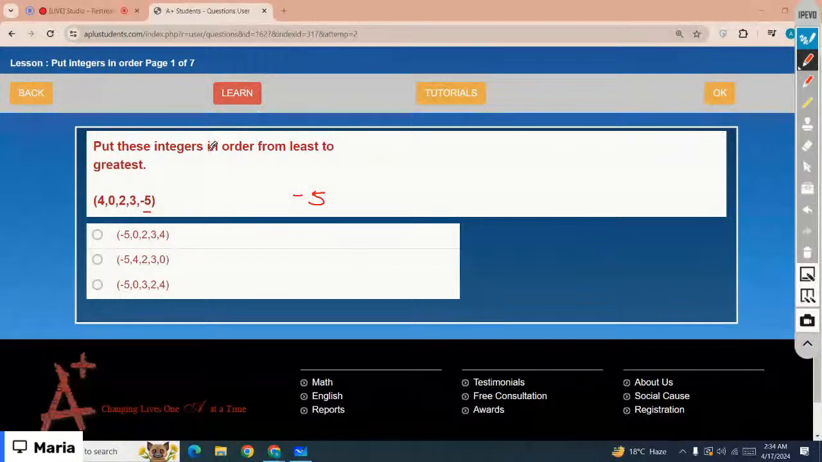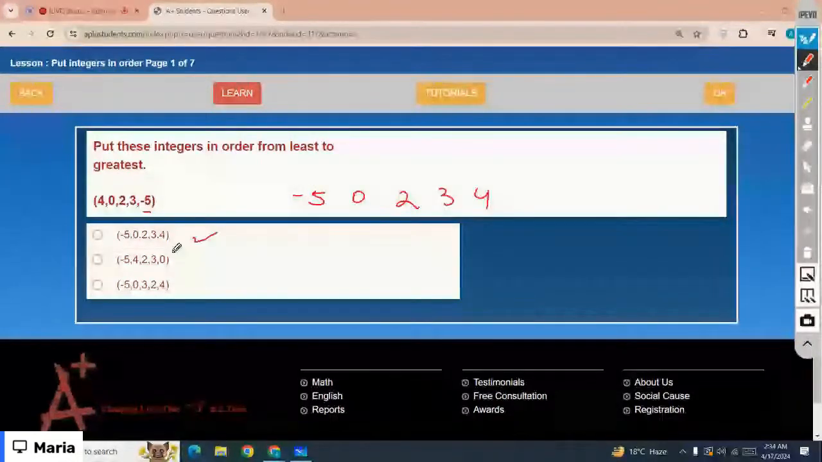So option number 1 is the correct option. Got it? The correct option is option number 1. That is negative 5, 0, 2, 3 and 4. Option 1 is the correct option.